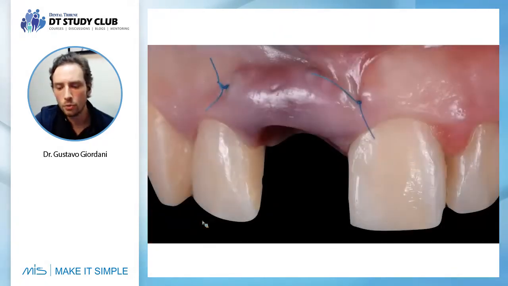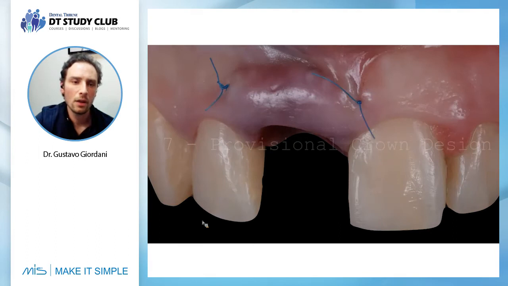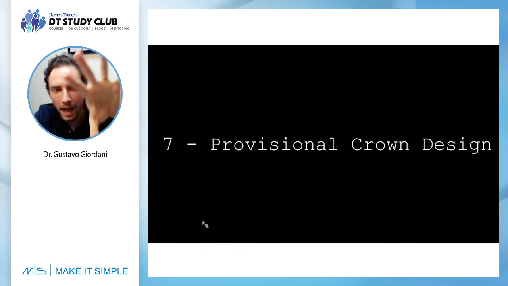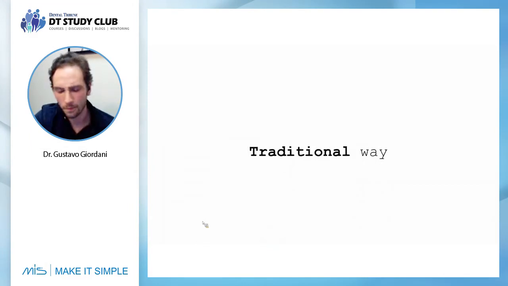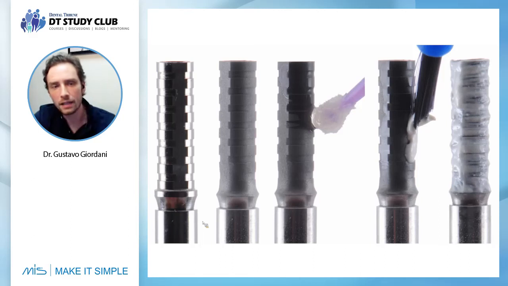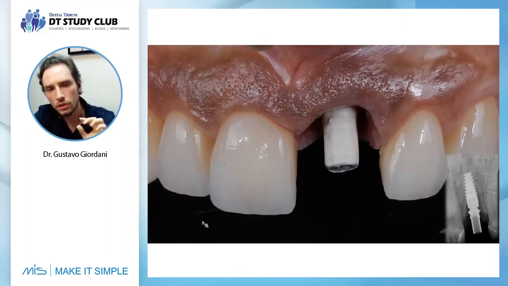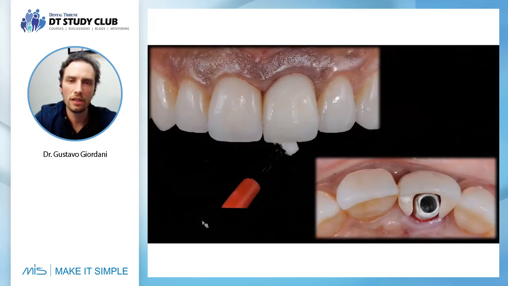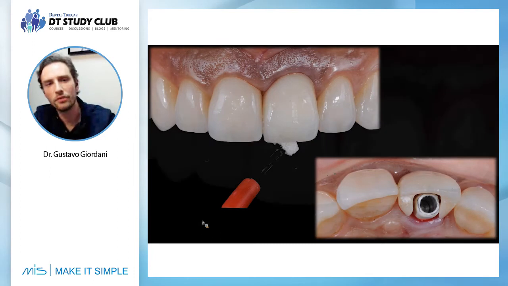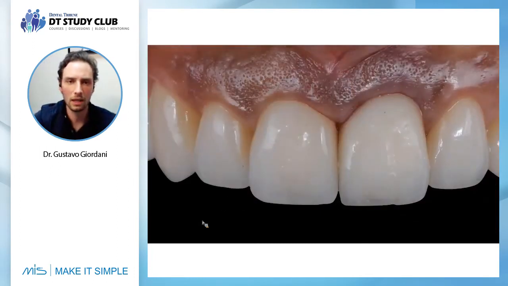So now it's time to move on to step number seven, which is the provisional crown design. This is a very important step, because now it's time to have very good support for the soft tissue. In the traditional way, we take a titanium cylinder, we can use some opaque to have a better color, and we just put a screw in the mouth. You take an X-ray to see if everything's okay, and then we try to use an old crown or try to create a good provisional, doing under contours and these kinds of things.